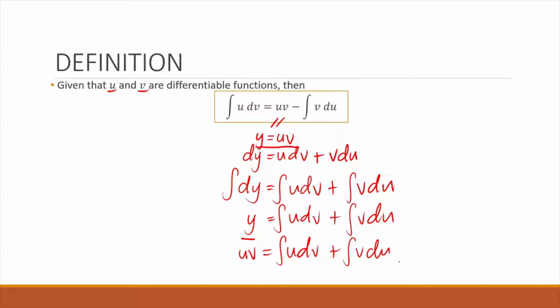Okay, and then from here we can either isolate integral of u dv or isolate integral of v du. Pero by practice, we usually just isolate itong first term, itong integral of u dv. Okay? So integral of u dv, isolate lang on one side of the equation. Equals, so transpose itong integral of v du. So maging negative integral of v du siya. So uv minus itong integral of v du. Right? This is now the working equation for integration by parts. Right? So integral of u dv equals uv minus integral of v du.